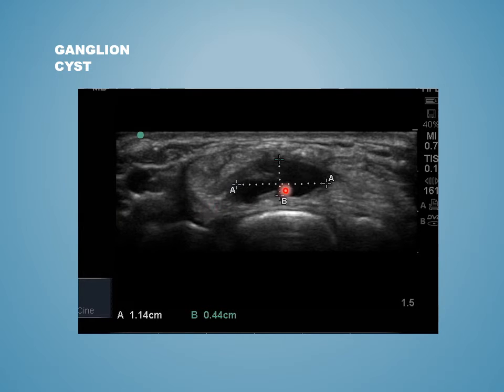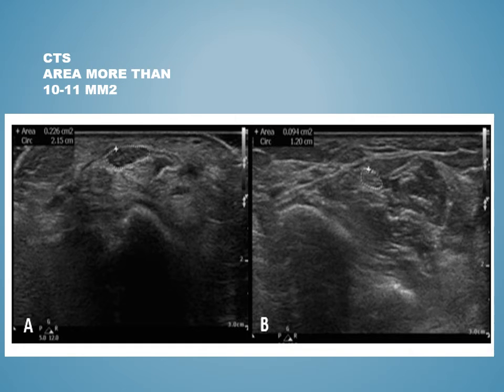Another common pathology is the ganglion cyst. For sure, we must take its measurement and report the tendon to which it's related, as well as any nearby vascular structure. Another important pathology at this region is the carpal tunnel syndrome.